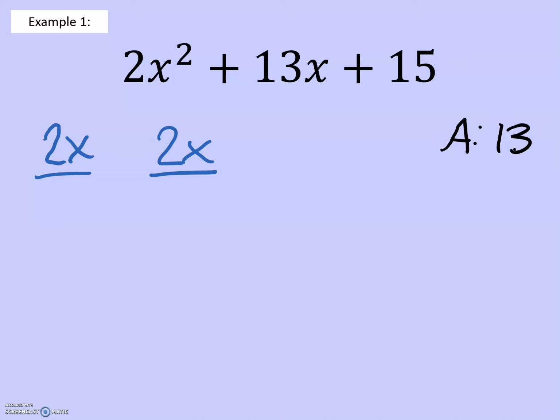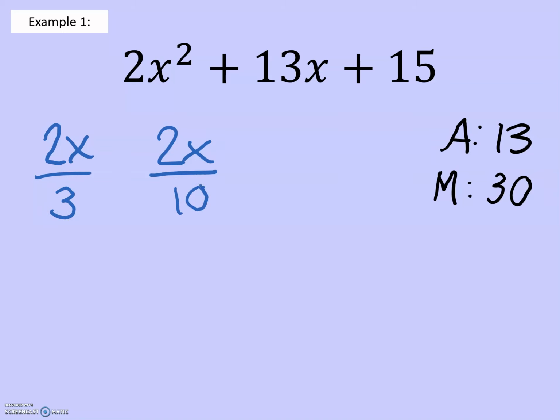Except now, we need two numbers that don't multiply to 15. We need two numbers that multiply to 2 times 15, so two numbers that multiply to 30. Those two numbers in this situation are 3 and 10, because 3 times 10 is 30, 3 plus 10 is 13. We're going to write those numbers as the denominator of our fraction, so 3 and 10.